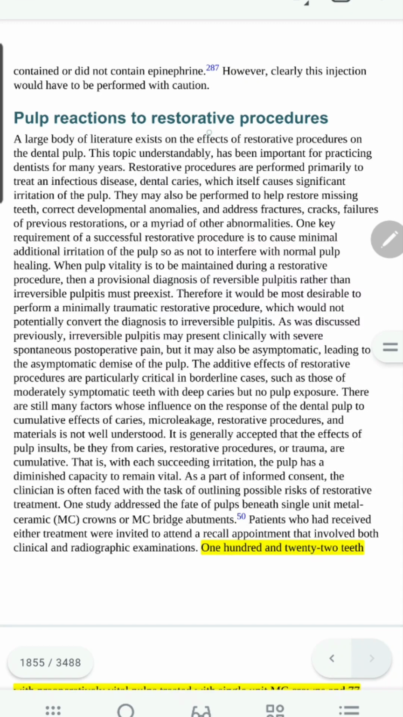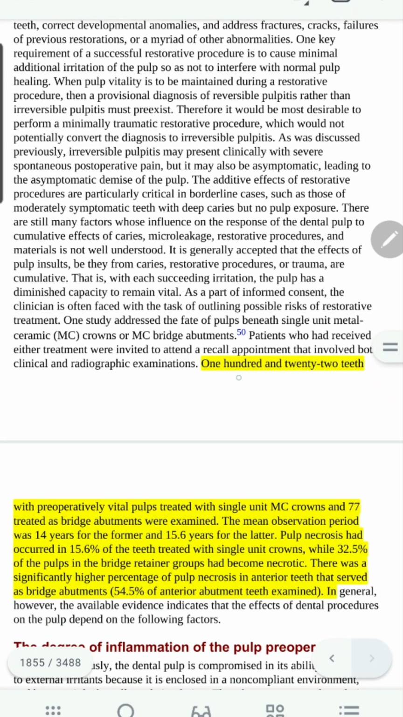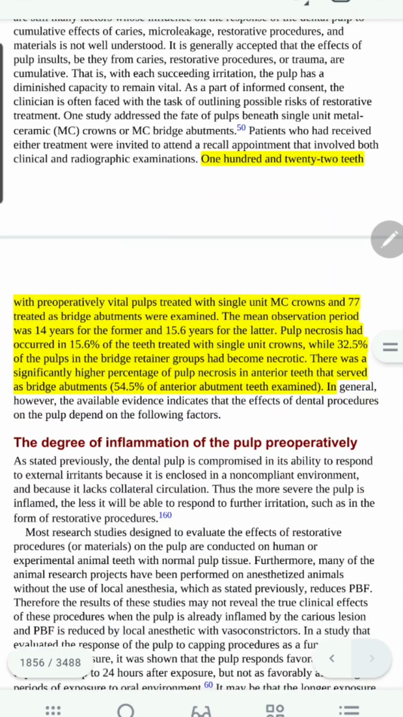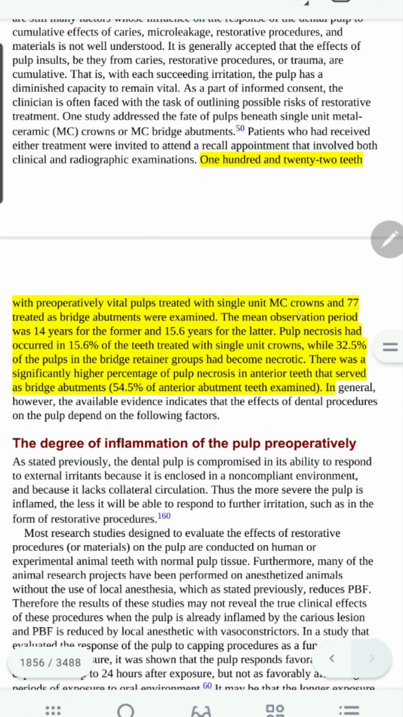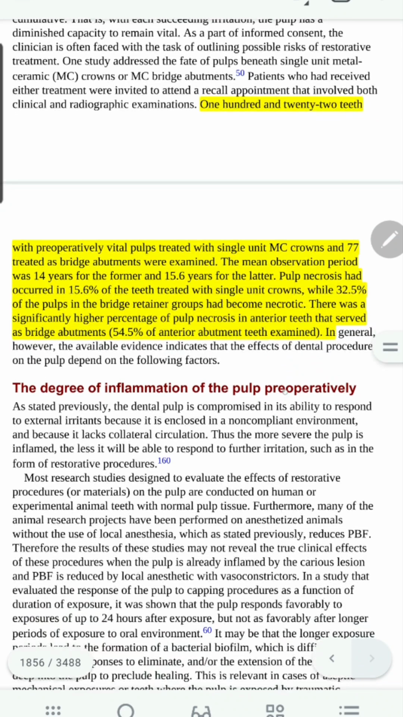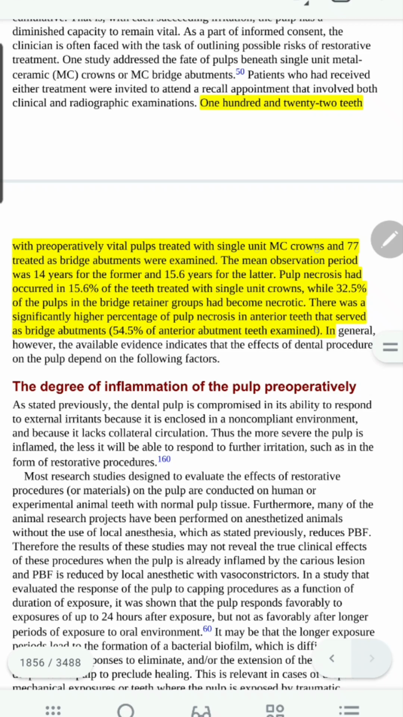What about the pulp reaction to the restorative procedures? There was a study made on 122 teeth. Some of them had crowns and the others had bridges. In a range of observation from 14 to 15 years, the crowns became necrotic in 15% of the cases, and the bridges had necrotic cases of 32%.